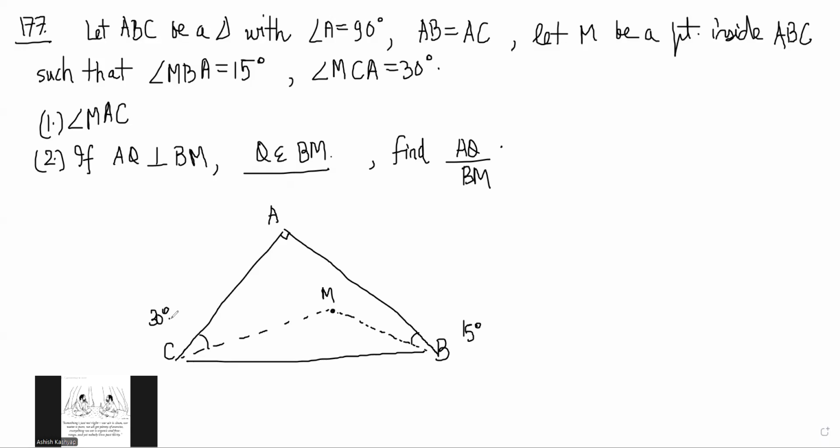Yes, sir. We have to find MAC. So we should join M to A. We have to find this angle. So right now, because this is 15, I know MBC is 30 degrees, right? Because it's an isosceles right angle triangle, both these angles are 45, 45, right? And we have this angle is 15, right? Correct? Do you understand what I'm saying right now? Yes, sir.